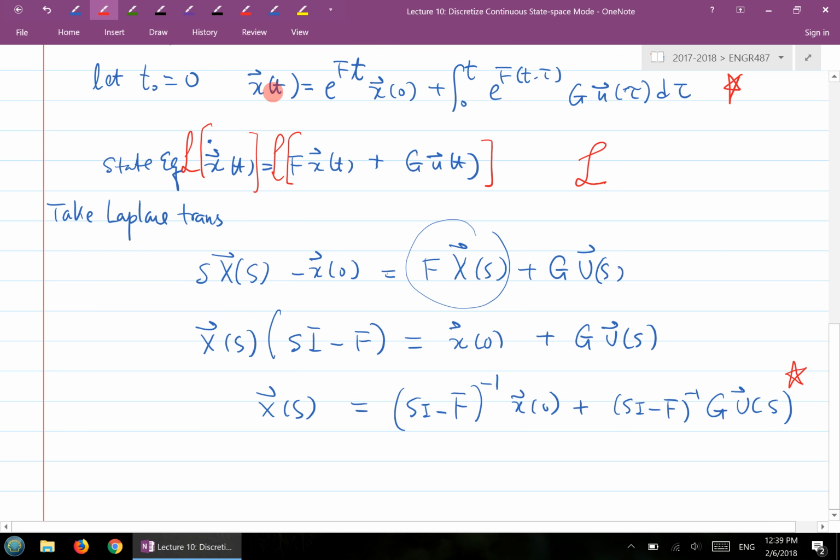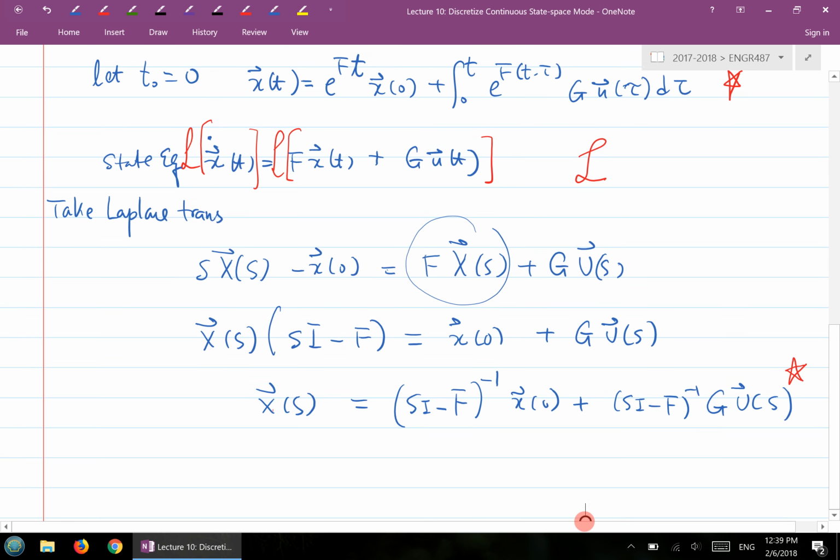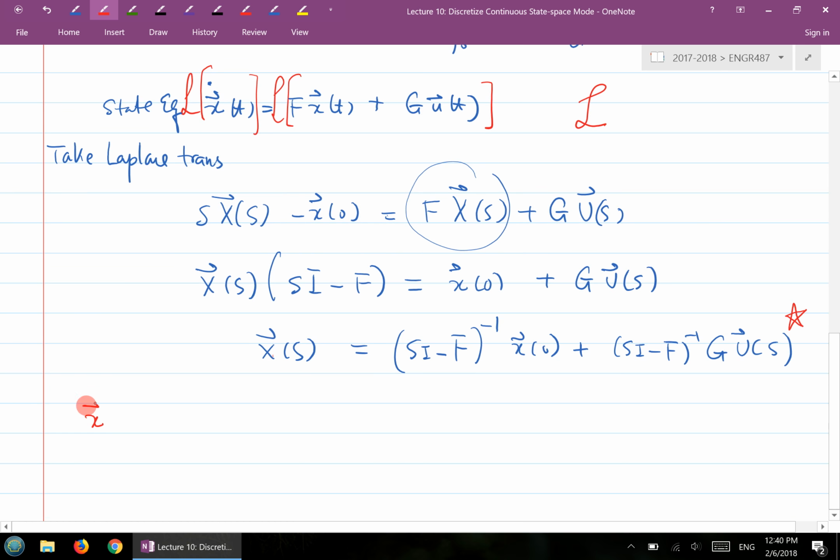Okay. So what's the connection between these two things? If you only look at the left side here, this is x(t), and this X(s) is basically, if you take an inverse Laplace transform, you get back this, right? So that's the connection here. And then on the right side, if you compare term by term, you see this first term here is e to the power of Ft times x of naught. And this is something times x of naught. That makes sense? Right? So basically what you know is x(t) is the inverse Laplace of this capital X(s). Yeah, that's your x(t).